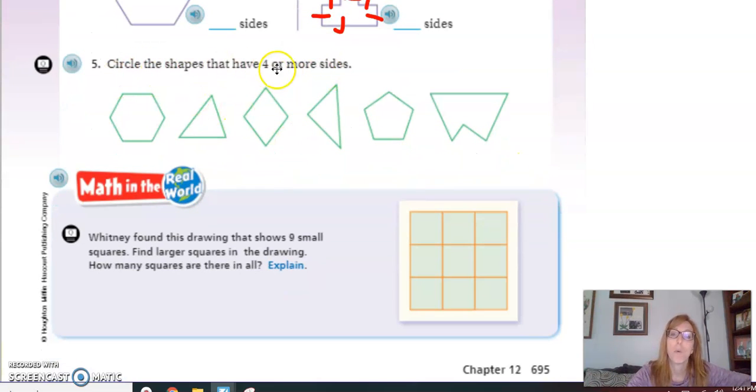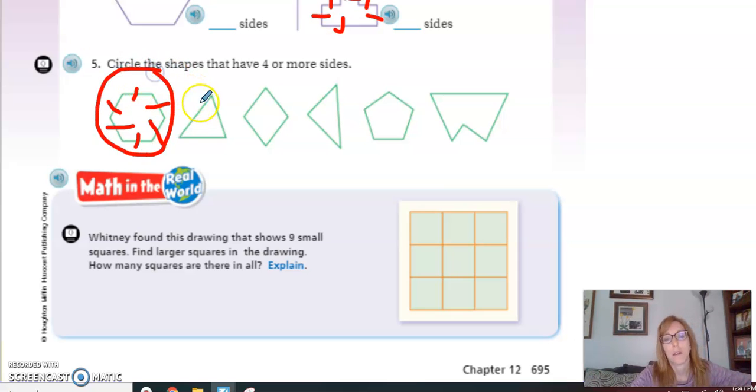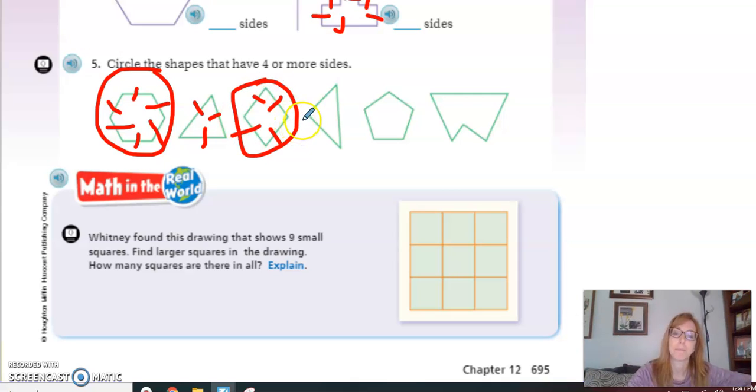Circle the shapes that have 4 or more sides. So you're going to make sure you're going through and you're checking them off. 1, 2, 3, 4, 5, 6. So circle that 6-sided shape, which hopefully you remember is a hexagon. Then you have a 1, 2, 3-sided shape, a triangle. This says circle the shapes that have 4 or more. 1, 2, 3, 4. That is a diamond or a quadrilateral. Any 4-sided shape falls under the quadrilateral.